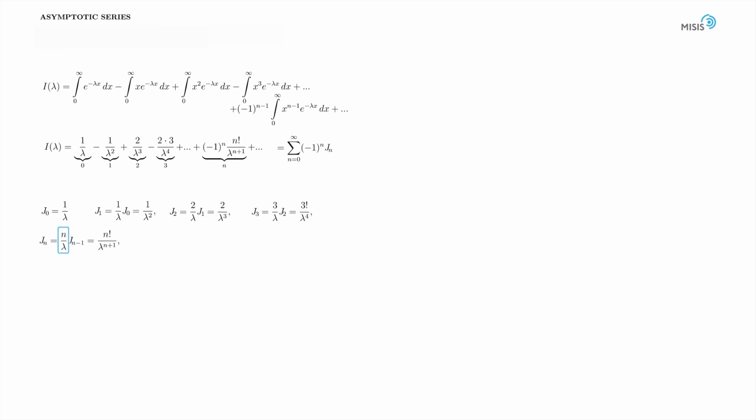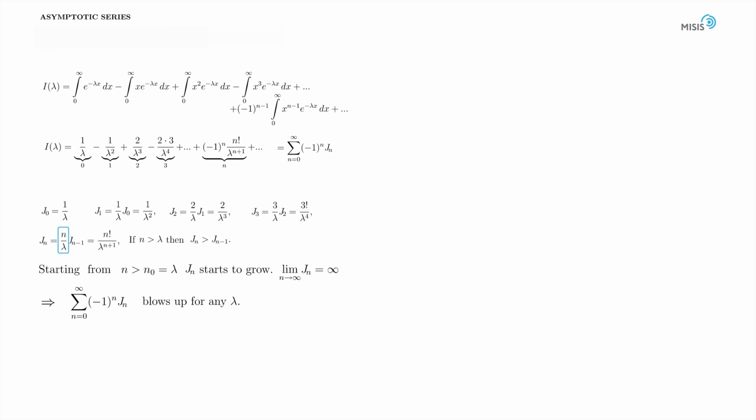Now look at this fraction closely. If n is greater than lambda, then jn is greater than jn minus 1. But this is a very serious thing. That means that for any finite lambda we take, there is always a number n naught, equal to lambda or its integer part, such that terms jn with indices higher than n naught start to grow. So the terms of the series are unbounded. But that means that the sum diverges for any finite lambda.